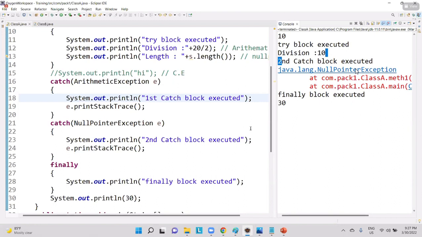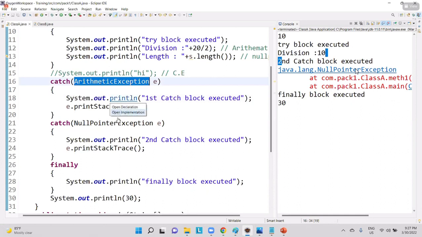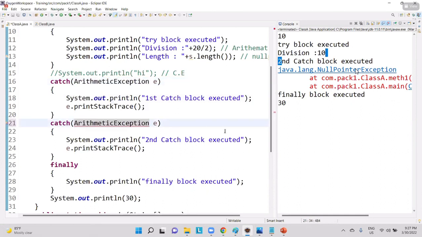Yes. Now, guys, my question is, in the second catch block also, can I write arithmetic exception? Why can we not write arithmetic exception? Because arithmetic exception is already handled here. Am I right or wrong? Again, why would we write one more catch block? No, that is not correct. Duplicate exception. Exactly, duplicate exception.